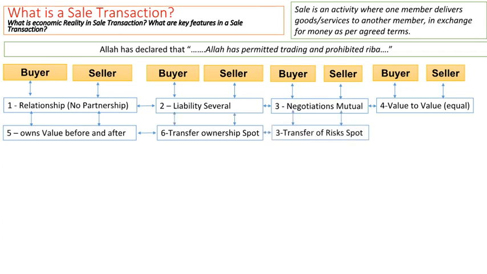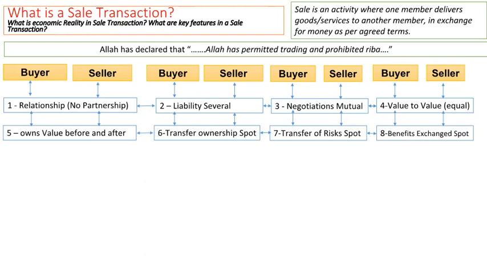The seventh economic reality. In a sale transaction, the exchange of ownership along with the exchange of risks at spot. The eighth economic reality. In a sale transaction, the benefits are also exchanged at spot along with the exchange of ownership. The ninth economic reality. In a sale transaction, upon exchange of value to value, the parties are satisfied with their trade as per particular, certain economic circumstances for both the parties.